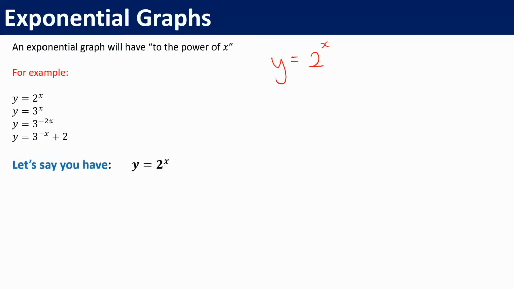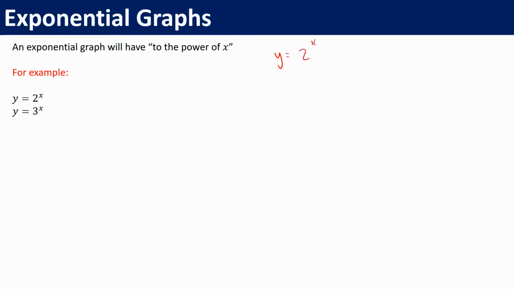Now, all of these are different transformations. Let's take a step back. I'm just going to have a look at these two. Let's look at the properties. Y equals 2 to the x. Let's draw a table of values so we can picture what it looks like.